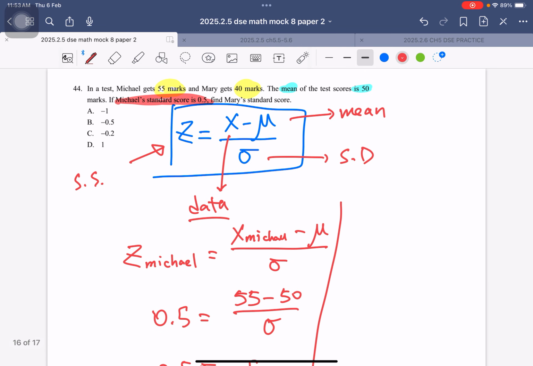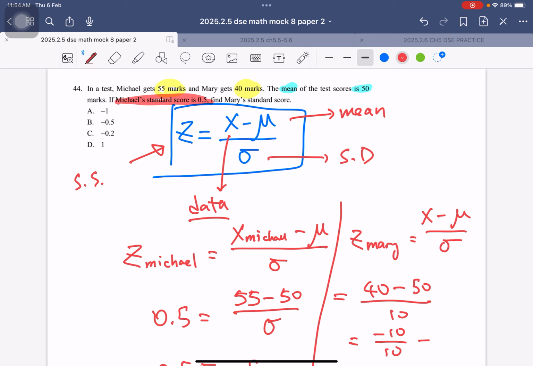Find Mary's standard score. So Z of Mary, just using the same formula, isn't it? X minus mu divided by sigma. What is the X here? 40, exactly. What is the mean? 50. Divided by 10, giving you negative 10 divided by 10, which is equal to negative 1. Okay, so the answer should be A.